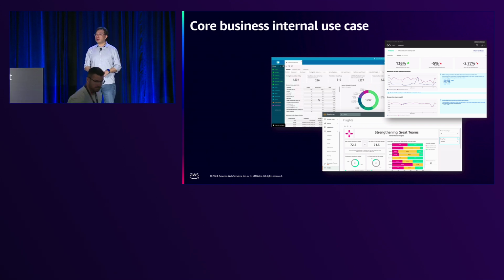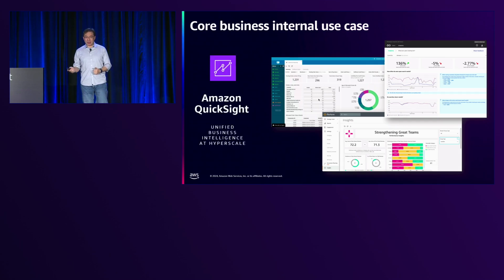So let's quickly go through another phase. It's core business use cases, internal use cases. A lot of people use BI tools, right? BI tools are very popular. They use your past data to see what happened in the past and to project what could happen in the future. And that gives you very good visualization and information to fine-tune your business model. And in Amazon, we have a service called QuickSight. It has been a very popular business intelligence tool.